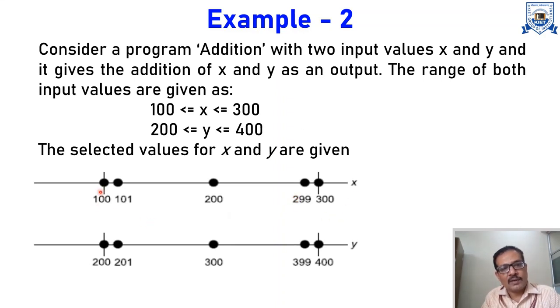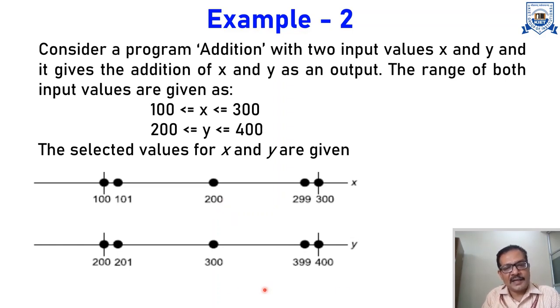So the minimum value is 100, a value just above the minimum value, that is 101, the maximum value is 300 here, and a value which is just below the maximum value, that is 299, and one average value which is 100 plus 300, that is 400 divided by 2, it is 200, right?